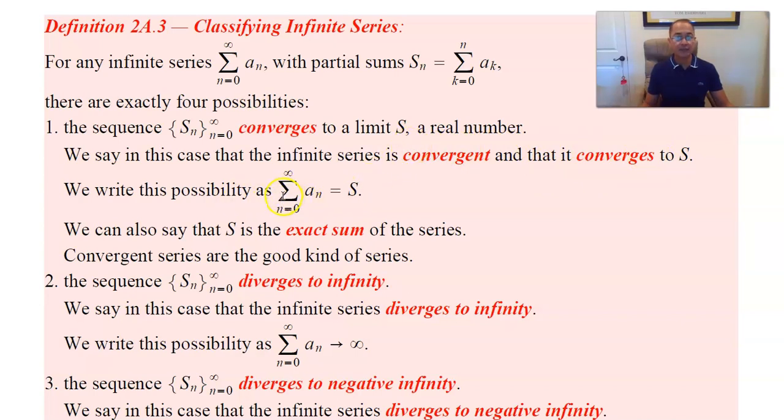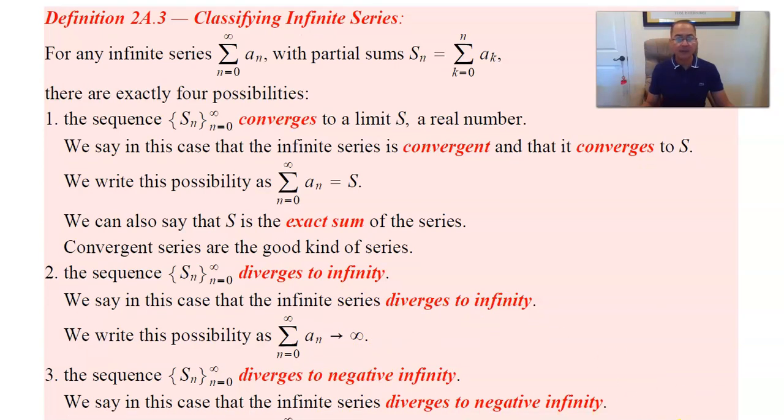We write this as the summation of n equals 0 to infinity of a sub n is equal to S. And we refer to S as the exact sum of the series. So just like convergent sequences, convergent series are the good kind of series, right? Everything else is bad. It is possible that the sequence of partial sums diverges to infinity. In other words, the partial sums get bigger and bigger. Simple example, if a sub n is simply n, what is 1 plus 2 plus 3 plus 4? They're just getting bigger and bigger without bound. That infinite series diverges to infinity.